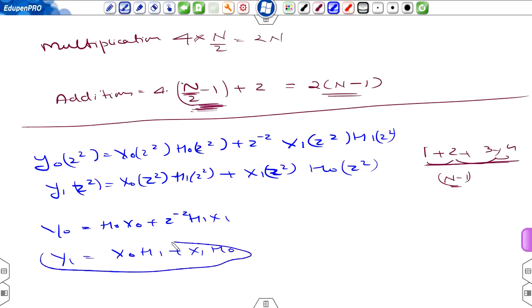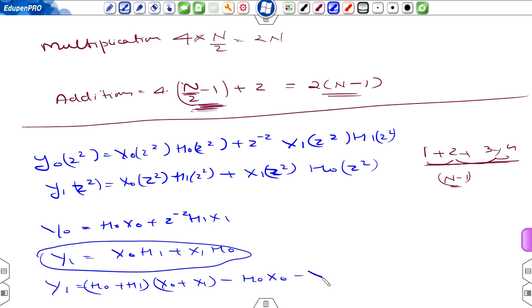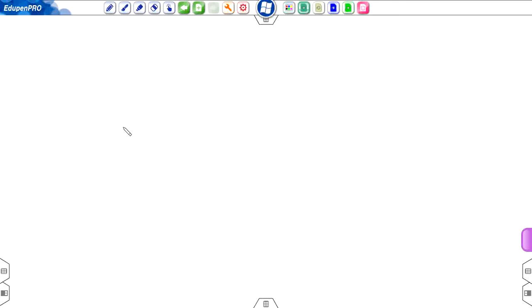Okay, so this equation can be written in a different form. So y1 is equal to h0 plus h1 times x0 plus x1, minus h0 x0 minus h1 x1. Okay, so h0 x0 and h1 x1 are common in y0 and y1, and these operations can be shared. Okay, so this can be shared in this way.